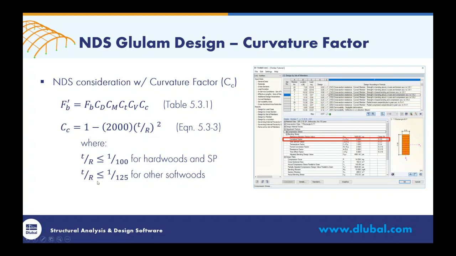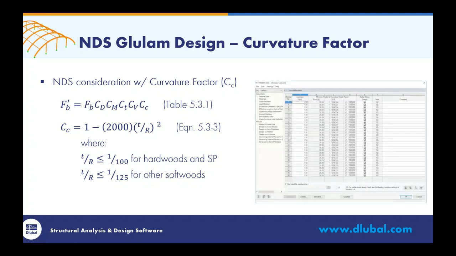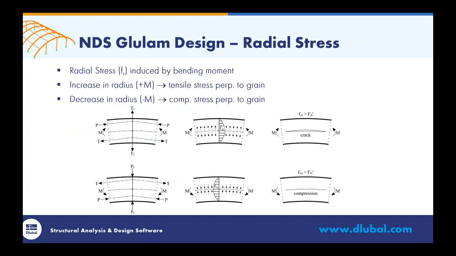Now, there are some limitations within the NDS where we do need to limit the thickness of our laminate layer to the ratio of the radius of our member as well: 1/100 for hardwoods and southern pine, 1/125 for other softwoods. So this was what I was telling you, that we'll actually check this ratio before we even run a calculation within the add-on module. So that's what those ratio checks were all about before we ran the calculation that I pointed out with our curved member. So both will be accounted for.